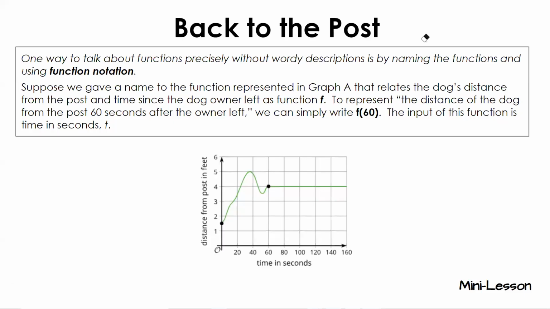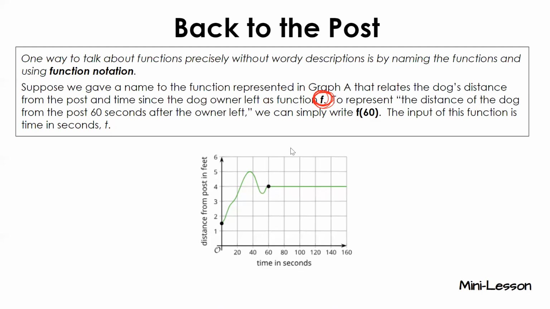So now let's actually put this in math terms. One way to talk about a function precisely without wordy descriptions is by naming the function and using function notation. So it's almost like a nickname for the function. Suppose we gave the name f to the function represented in graph A, the distance from the post as a function of the time since the owner left. So for graph A, this is now going to be called function f. To represent the distance of the dog from the post 60 seconds after the owner left, we could say f of 60.